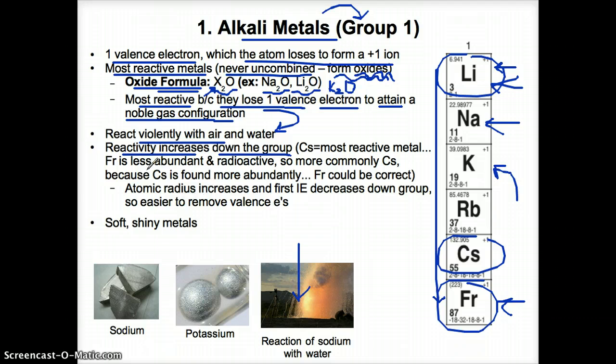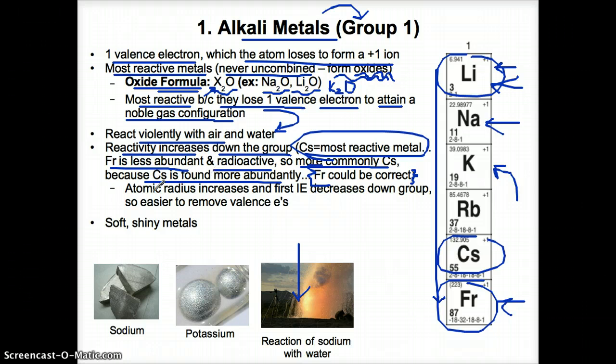Now you may think that Fr is the most reactive. However, the reason why we don't say Fr is the most reactive commonly found metal is because Fr is less abundant and radioactive, so it disappears very readily because it decays, and there's so little of it. So more commonly we think Cs is the most reactive metal, because Cs is found more abundantly. However, Fr could technically be correct, but I'll just go with Cs for now, just because it's more commonly found, and therefore Cs is the most reactive.